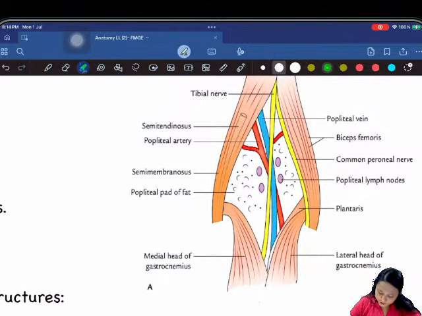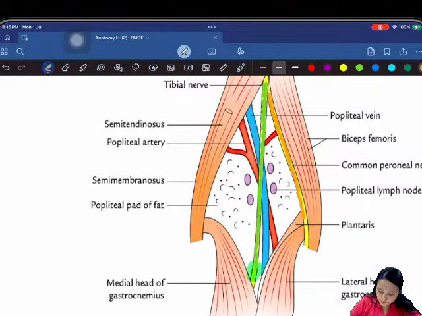Let me show the tibial nerve with green color. So this is the tibial nerve. And this is the common peroneal nerve, right? And then you can see the artery. This is the popliteal artery and its branches and the popliteal vein with its tributaries. And there are certain lymph nodes in the popliteal fossa, and you have fats, popliteal pad of fats. So these are the contents of the popliteal fossa.